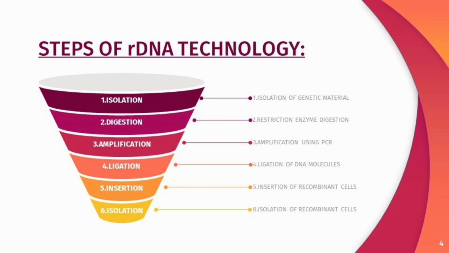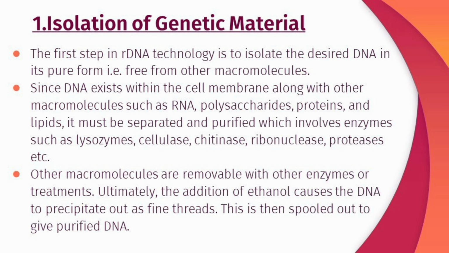insertion of recombinant DNA, isolation of recombinant cells. The first step in rDNA technology is to isolate desired DNA in its pure form, i.e., from other molecules. Since DNA exists within the cell membrane along with other macromolecules such as RNA, polysaccharides, proteins, and lipids, it must be separated and purified, which involves enzymes such as lysozyme, cellulase, chitinase, ribonuclease, proteases, etc. Other macromolecules are removable with other enzymes or treatments.